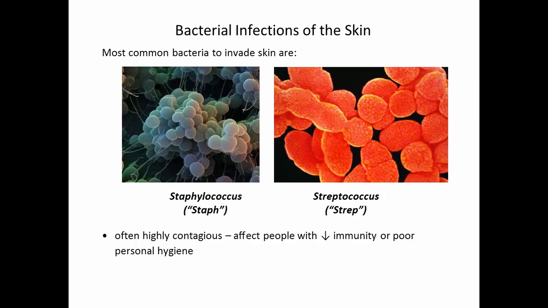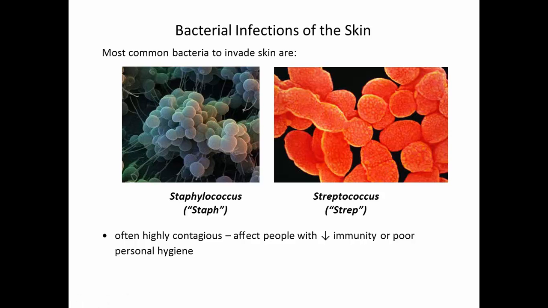Bacteria can invade the skin as well. There are two main types of bacteria that are the most common ones to create skin infection, and that's Staphylococcus, which is what you see here, looks like bunches of grapes, or Streptococcus, which looks like beads on a string, or strep infections.